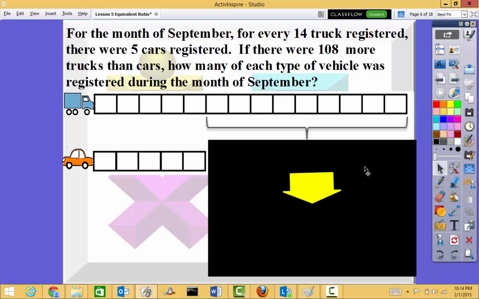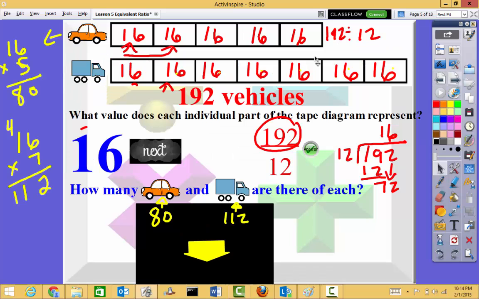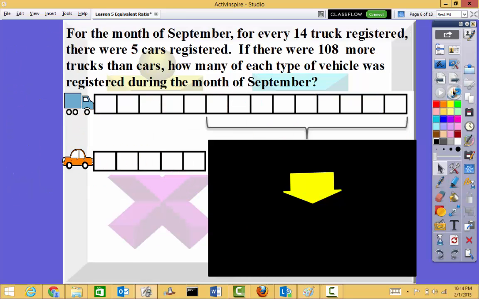But let's look at it this way just to make sure. I'm going to do another problem. This one, I think we're good. We're going to extend on it. So my new problem is now for the month of September, for every 14 trucks registered, there were 5 cars registered. There were 180 more trucks than cars. How many of each type of vehicle is registered during the month of September?